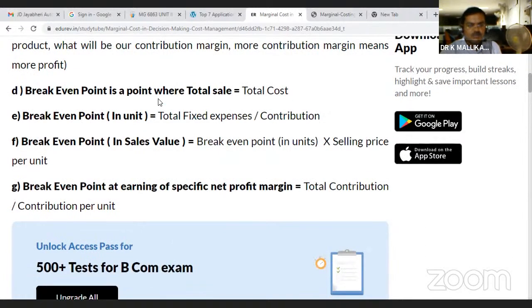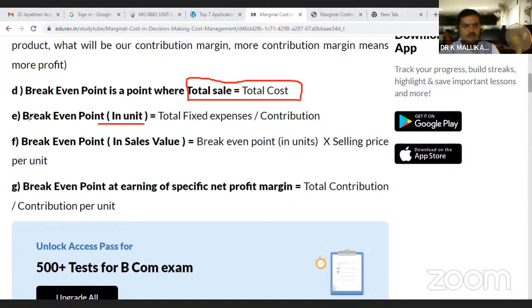Okay, what is the break-even point? The break-even point is a point where the total costs are equivalent to total sales. So at break-even there is no profit, no loss. The point where total sales are equivalent to total cost is known as the break-even point. To find the break-even point in units, we use the formula total fixed cost by contribution per unit.